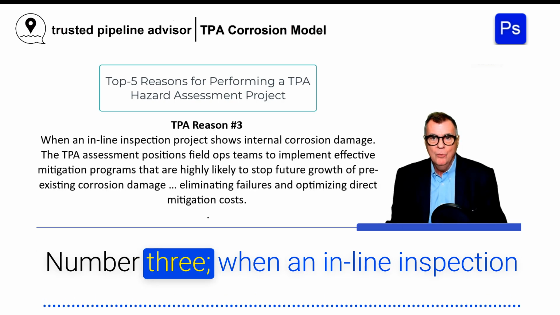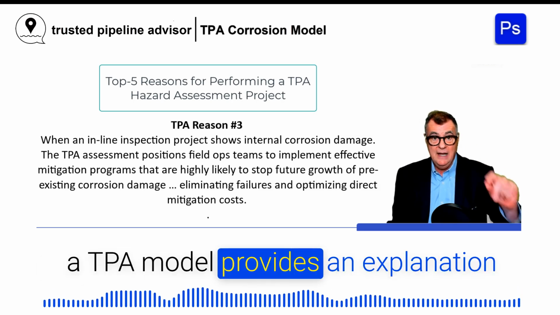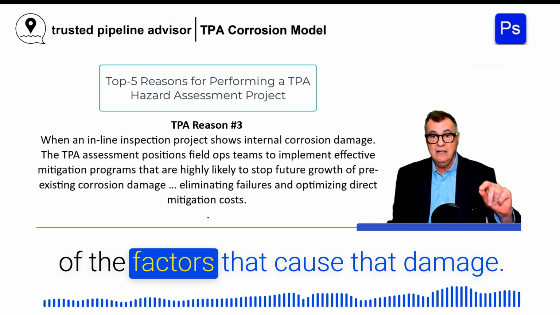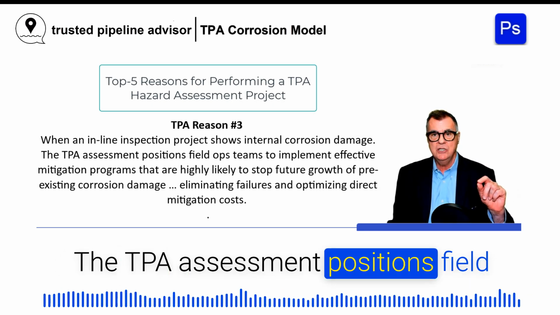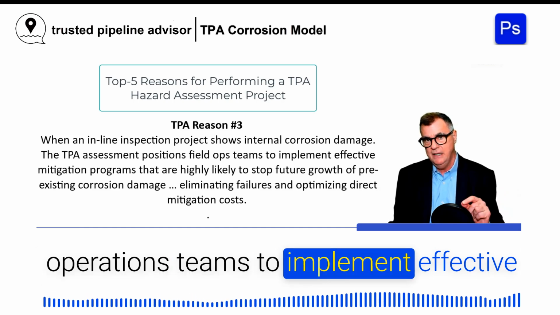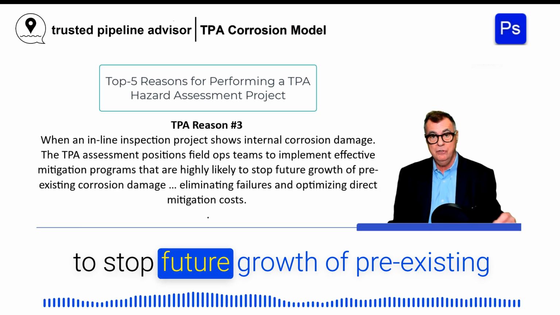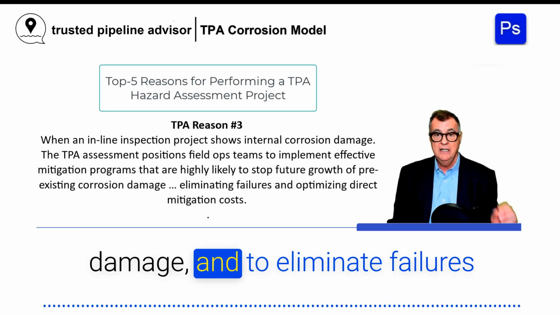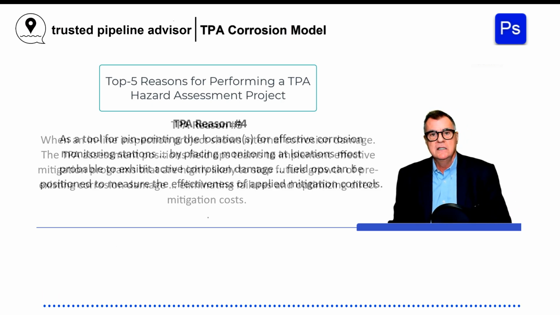Number 3, when an inline inspection project shows internal corrosion damage, a TPA model provides an explanation of the factors that cause that damage. The TPA assessment positions field operations teams to implement effective mitigation programs that are highly likely to stop future growth of pre-existing damage and to eliminate failures and optimize direct mitigation costs.